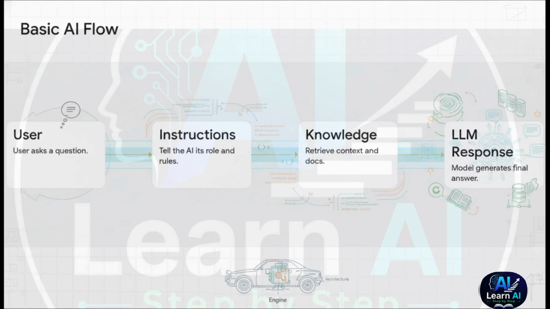Step 2, the system steps in and injects specific background instructions, basically telling the AI, hey, here's your role and here are the rules you have to follow. Step 3, the system pulls in knowledge and context, like company policies or database info. And finally, Step 4, all of this combined information gets fed into the LLM, which then generates a response. Think of it this way. The AI model is just the engine, but this architecture, that's the entire car.